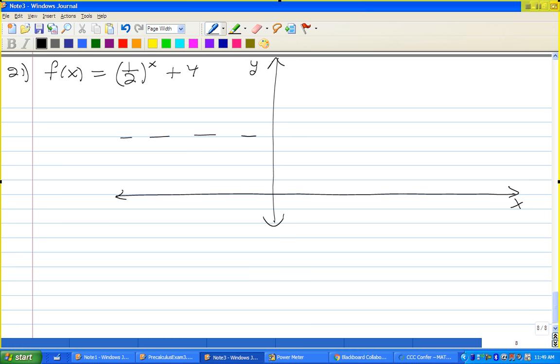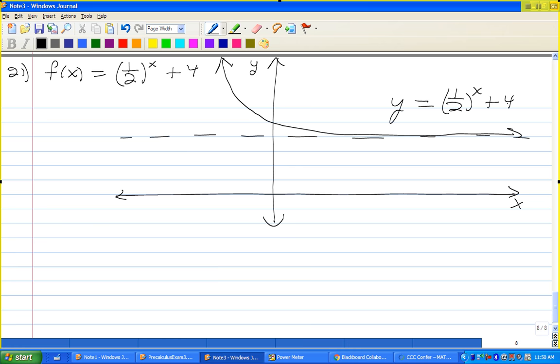So it looks something like so y equaling 1/2 to the x plus 4. And so as x goes to positive infinity, y approaches 4. When x is 0, 1/2 to 0 is 1 plus 4 is 5. And so the y-intercept is at 0, 5.